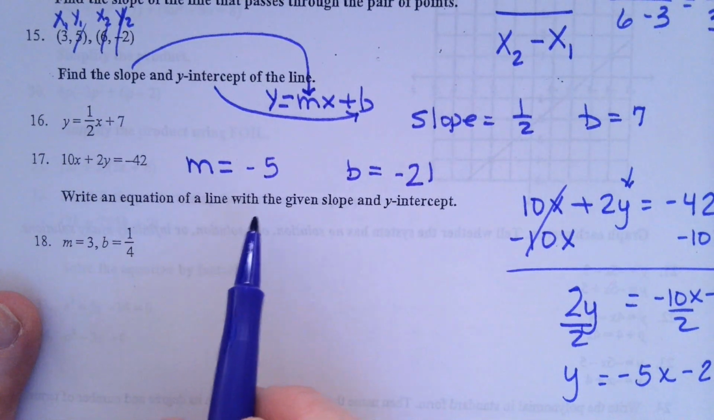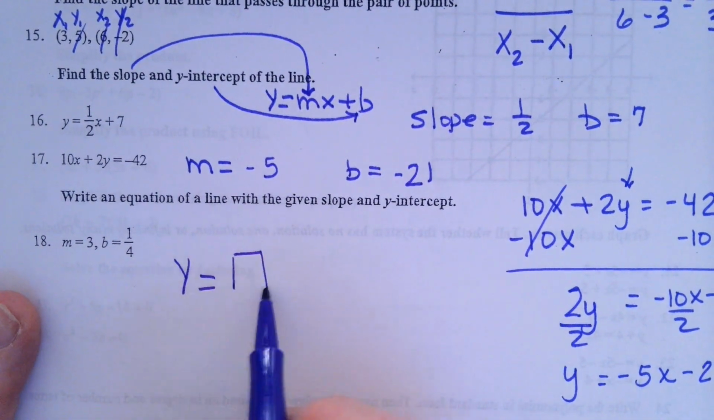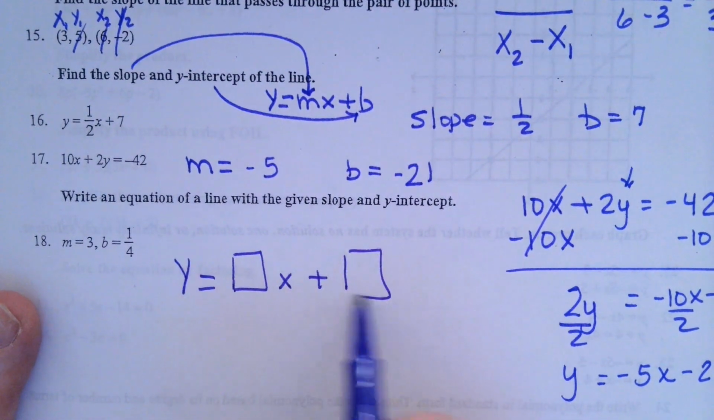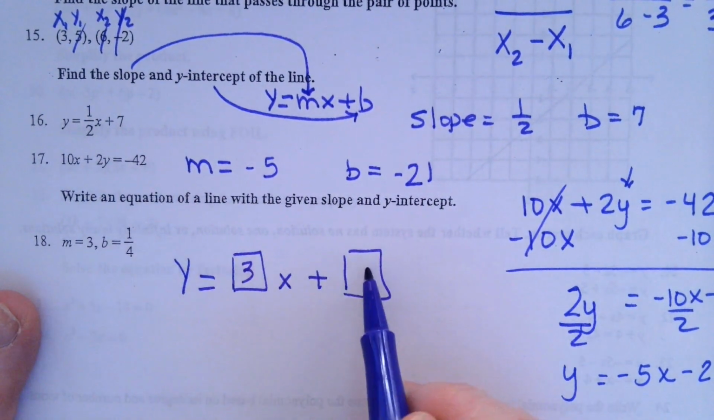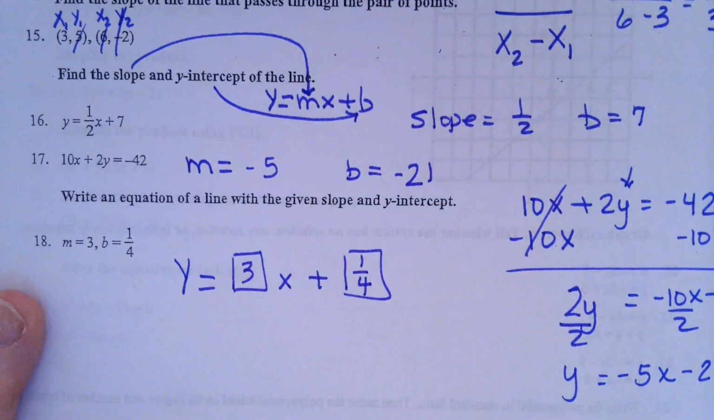18 says write an equation given the slope and the y-intercept. So in this problem, you are just going to plug in to this formula. The m value is 3, and the b value is 1/4. So we just plug those in.